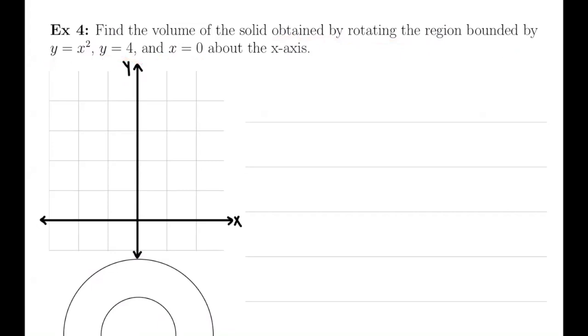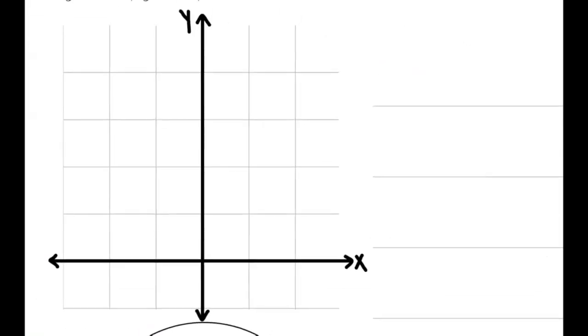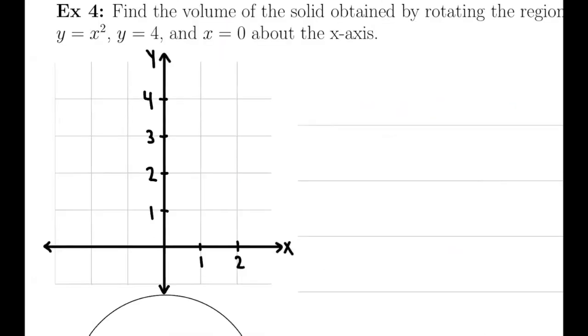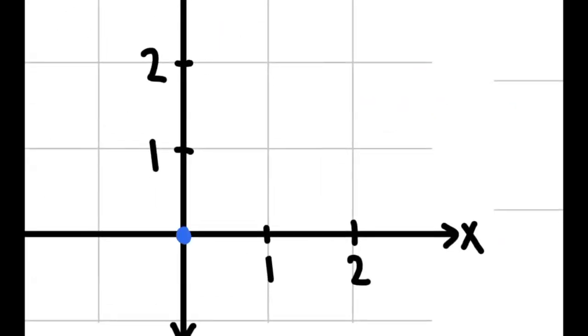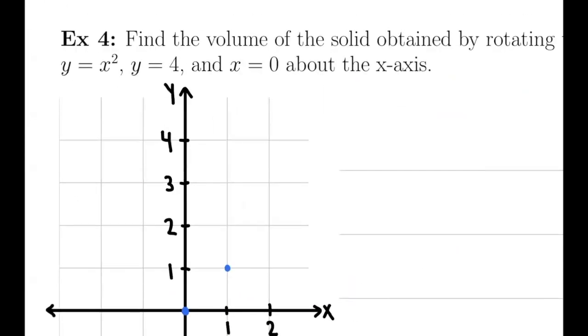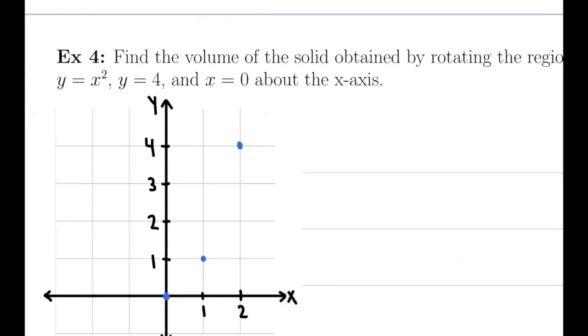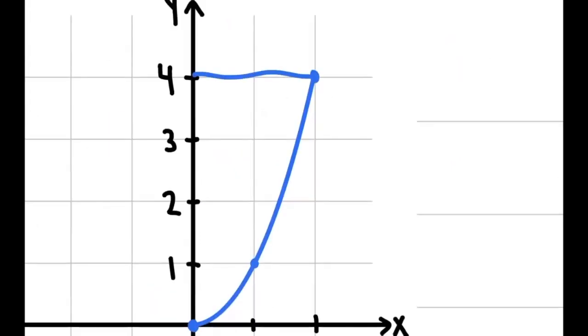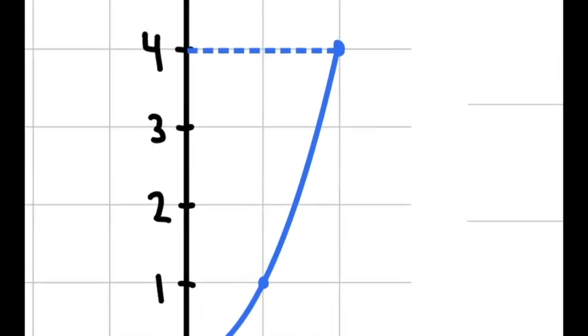So again, let's graph y equals x squared. This one's pretty easy to graph. Let me just put some numbers on the axes. We know at x equals 0, y equals 0. At x equals 1, y equals 1. And at x equals 2, y equals 4. And that's good enough because we're bounded by y equals 4 and x equals 0, which is the y-axis. Let me put a dashed line for y equals 4 right here. Let me also shade the region.